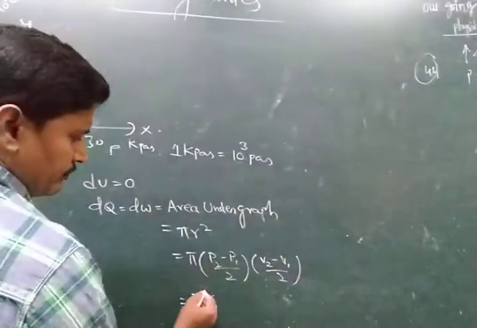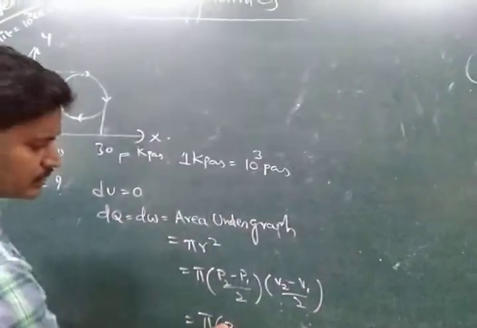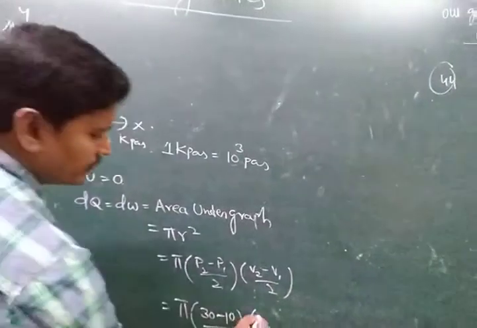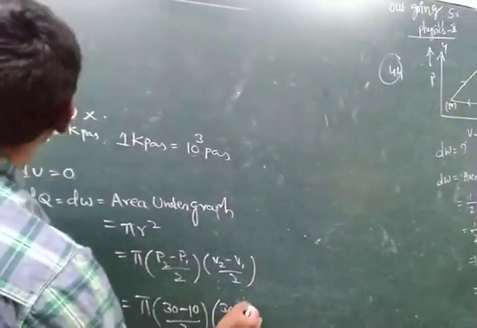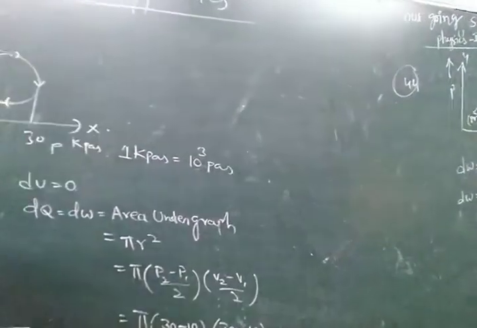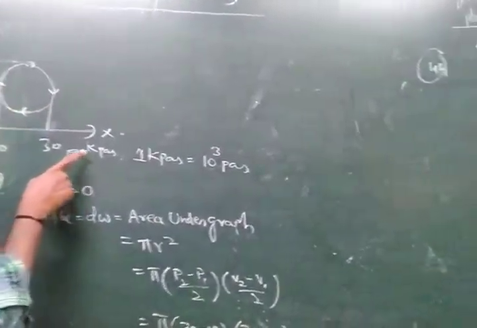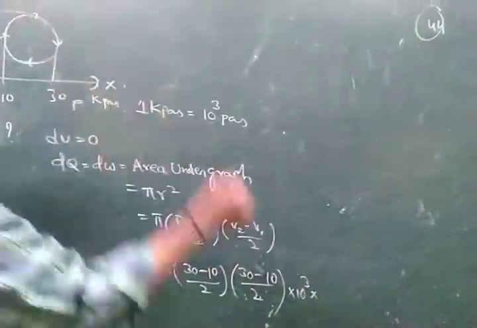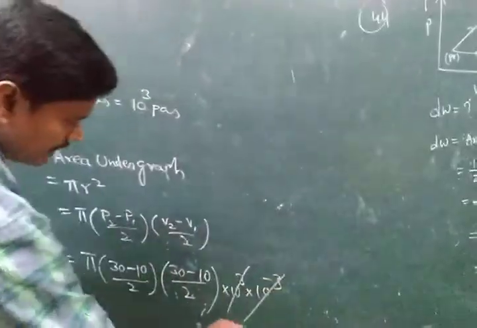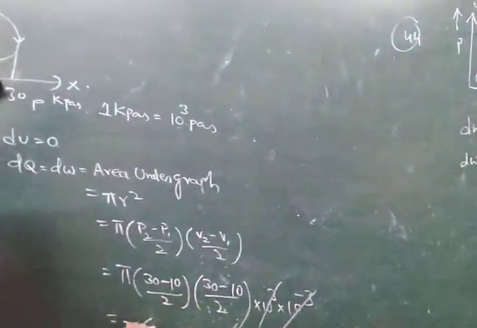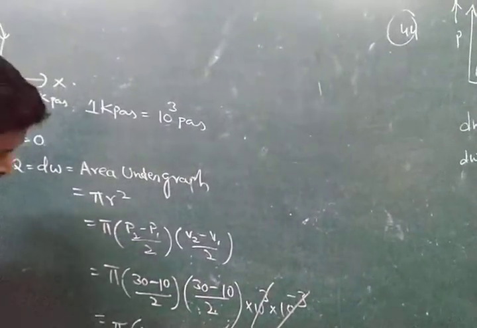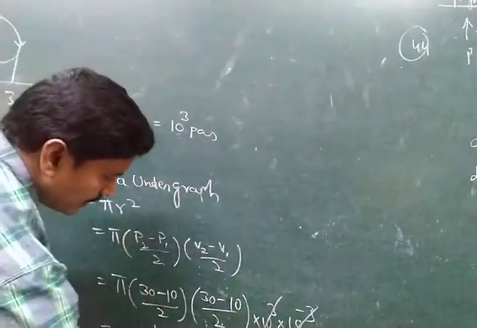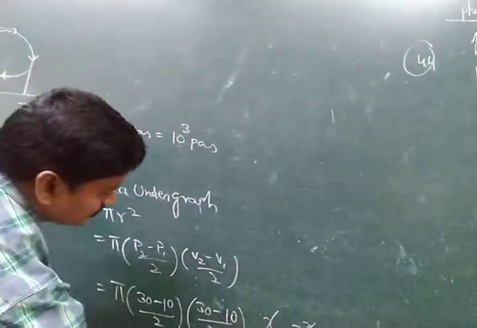Then (P2 minus P1) is 30 minus 10 divided by 2, into (V2 minus V1), 30 minus 10 divided by 2. Pressure means 10 power 3 pascals, liters 10 power minus 3, they cancel. Then pi into 20 divided by 2 into 20 divided by 2, that is 100 pi joules.